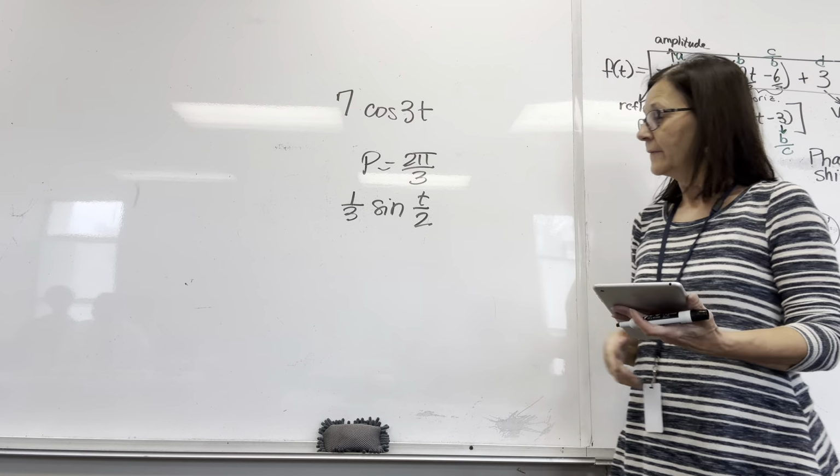All right, Luke, what do I do with this T over 2? T over 2, so that would end up being 4 pi. Correct. The period would be 4 pi because the period would be 2 pi over 1/2. Multiply it by 2, it's 4 pi. So that curve is going to be stretched out, right?